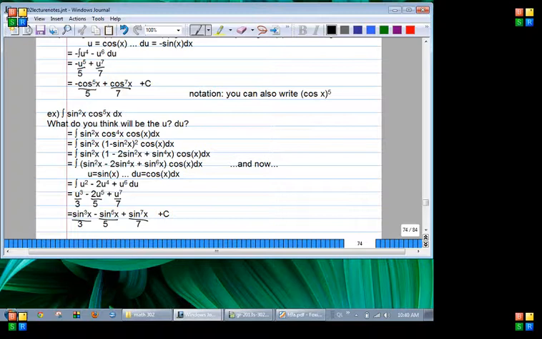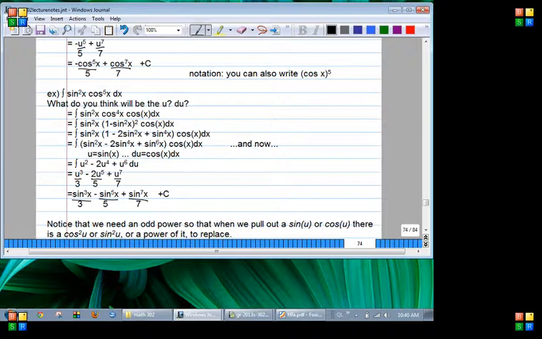So what you're probably wondering right now is, well, in the first one we pulled out a sine x, and in the second one we pulled out a cosine x. How can I possibly know when to do which? And the secret is the power. Notice that we need an odd power, so that when we pull out a sine, as in the first one, or a cosine, as in the second one, there is a cos squared u or sine squared u, or a power of it, to replace.